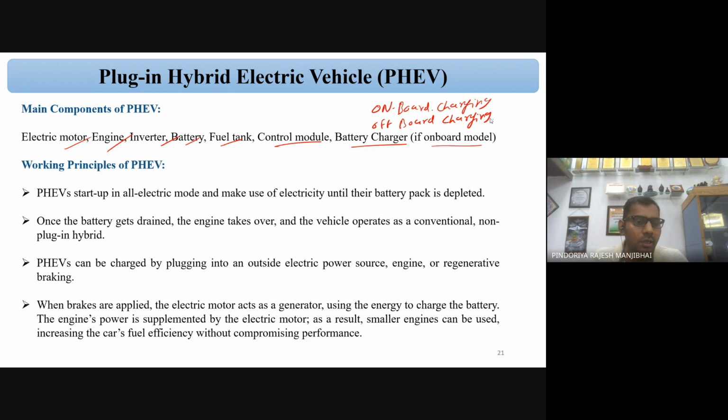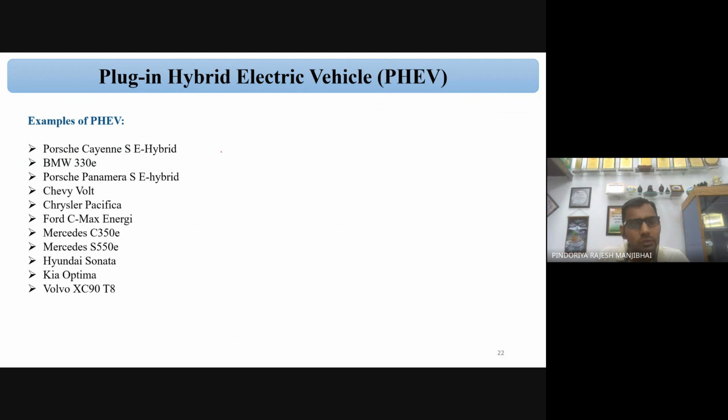So working principle again same. Starting time we can use petrol or diesel, and then we can shift to the battery operated electric vehicle. So many examples are there for the plug-in hybrid electric vehicle: BMW 330e, Chevy Volt, Mercedes, Kia Optima, Volvo. So many examples are there where they use the plug-in hybrid electric vehicle.